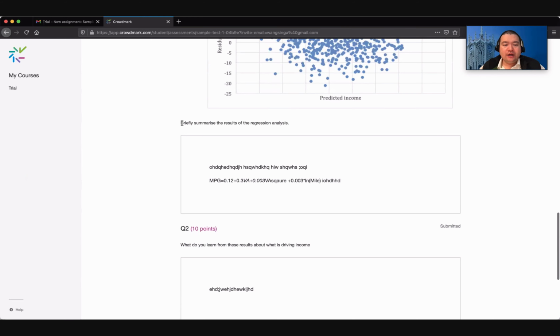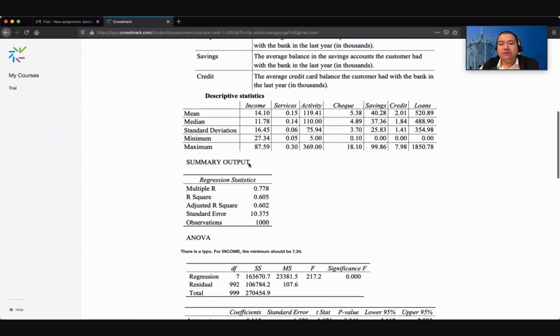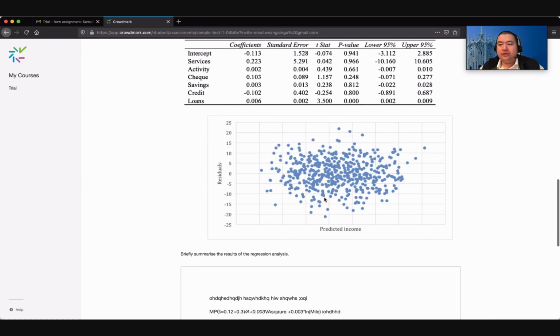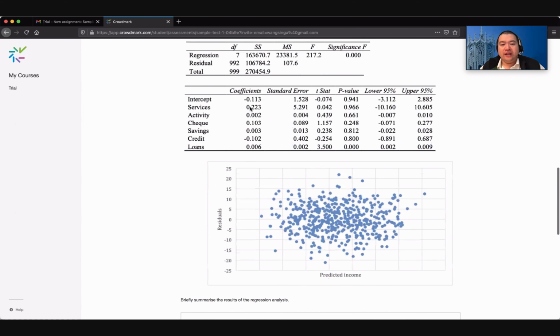So let's have a look. Question 1 is: briefly summarize the results of the regression analysis. Okay, so you follow the steps to summarize all the tables and also the plots. Question 2: what do you learn from this result about what is driving income? Okay, so what is driving income here?